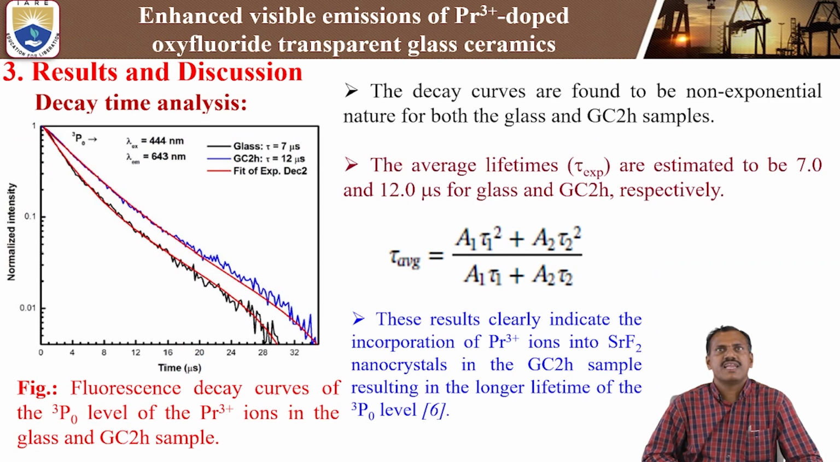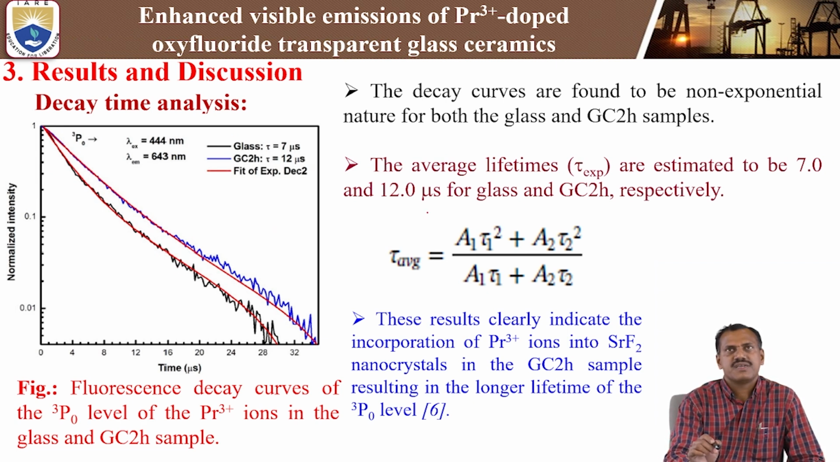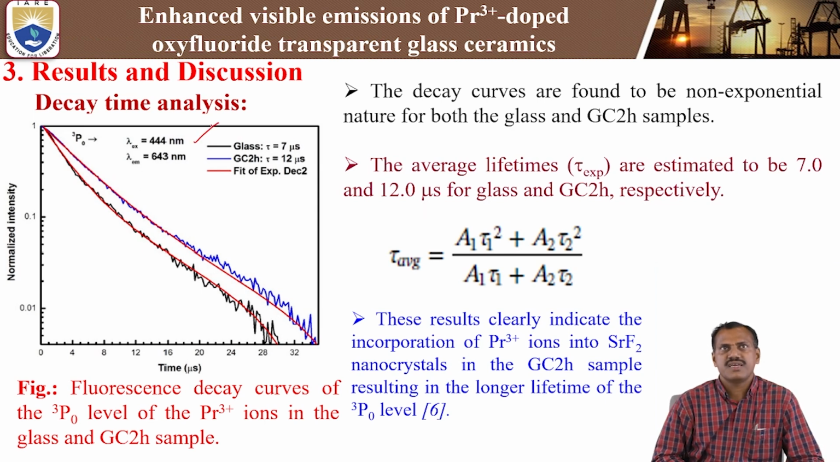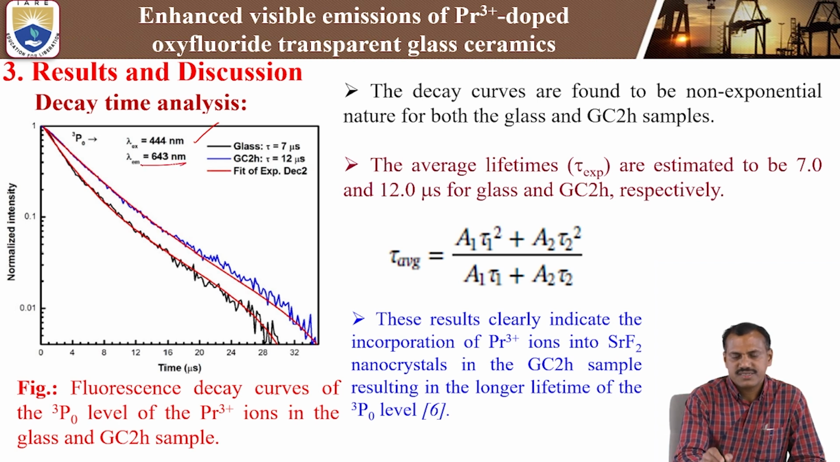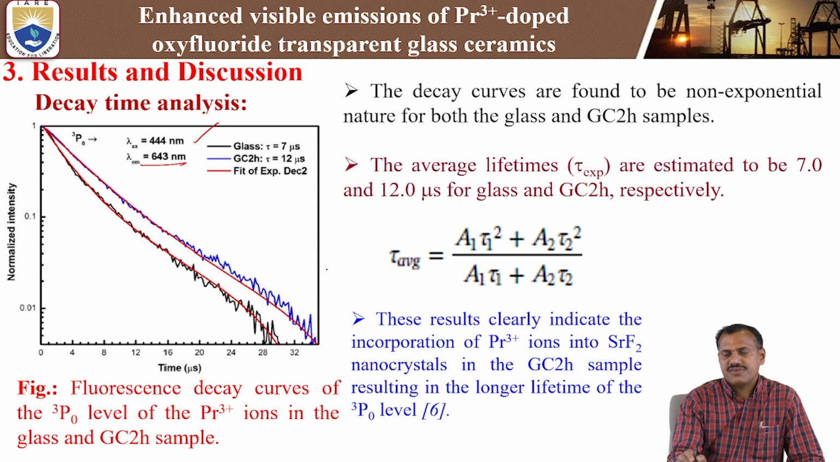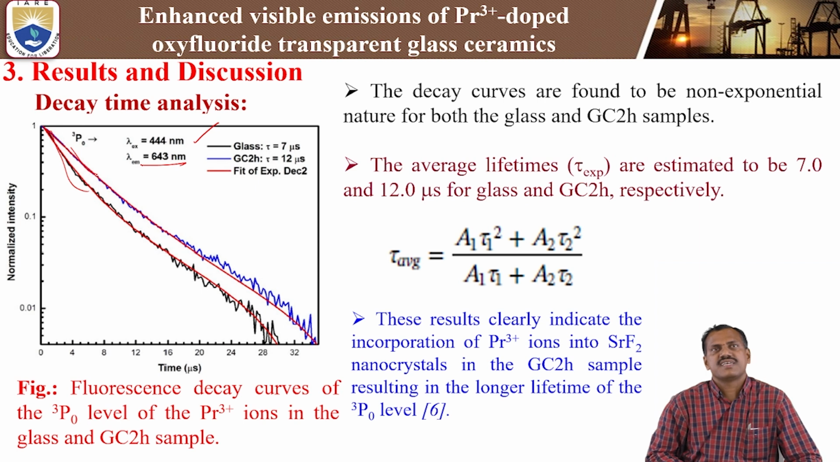Next, coming to the lifetime measurements. This is the lifetime measurement for the praseodymium 3+ doped oxyfluoride transparent glass ceramics and glass. This is pumping with 444 nanometers, with the emission monitored at 643 nanometers. These decay curves are well fitted with non-exponential nature, that means not single exponential nature.